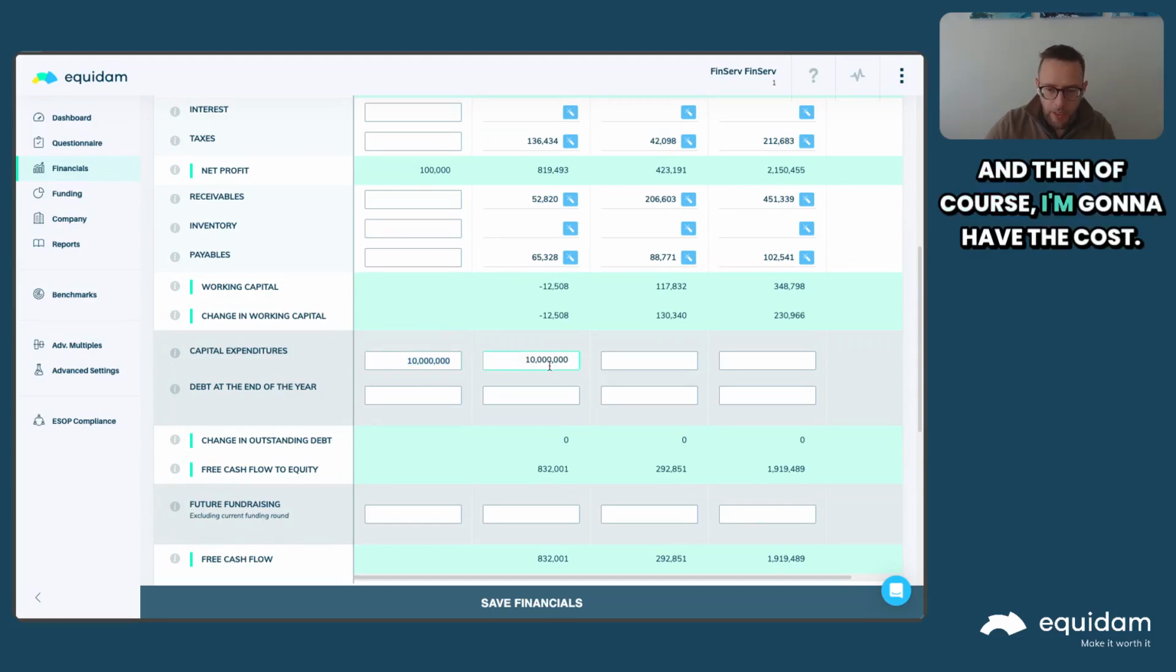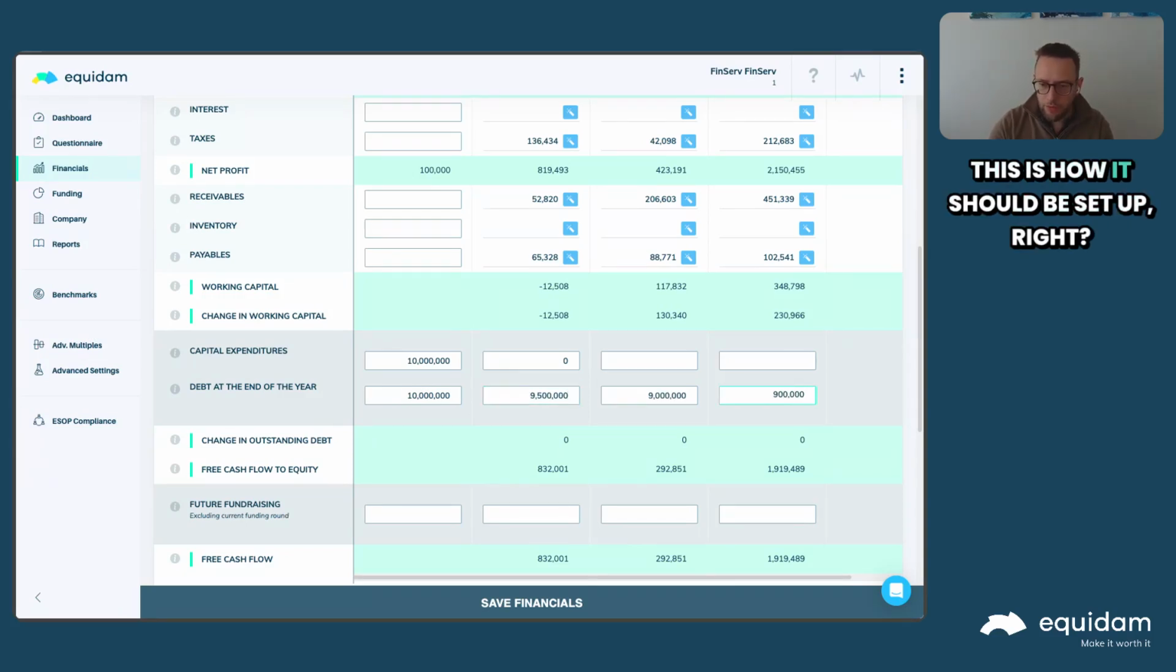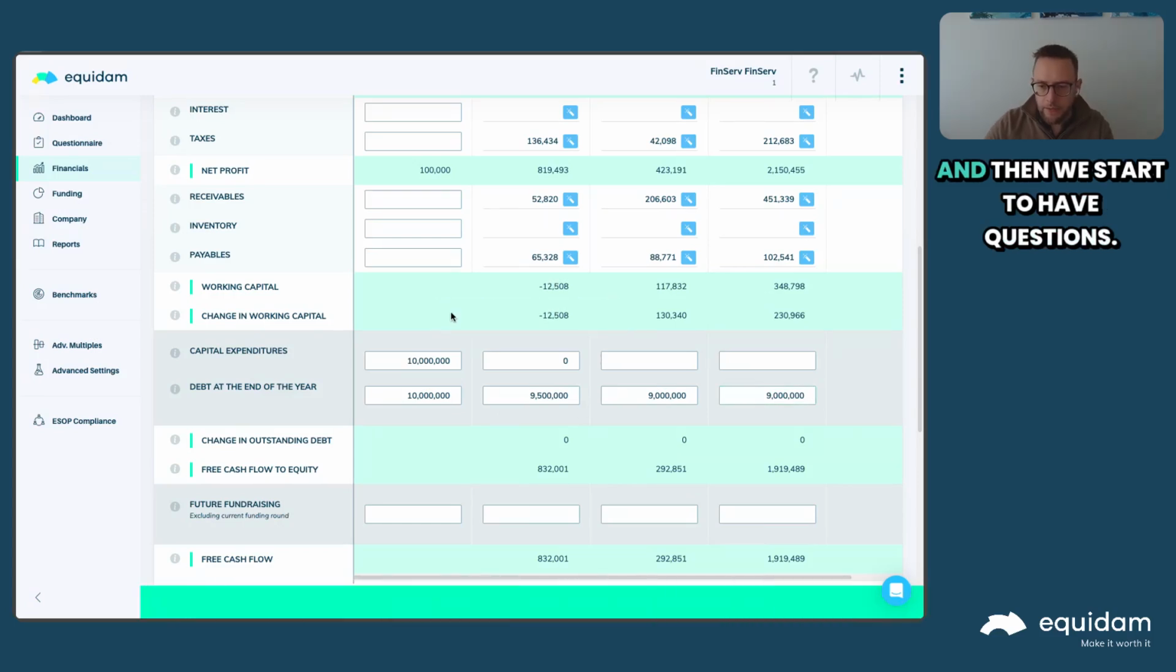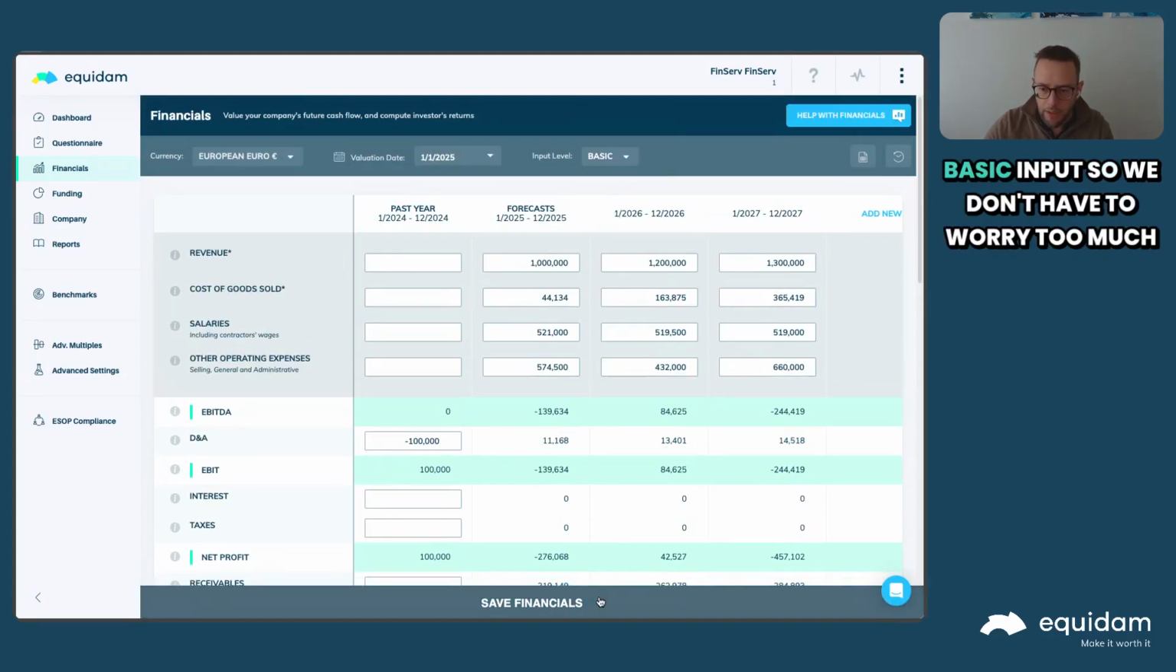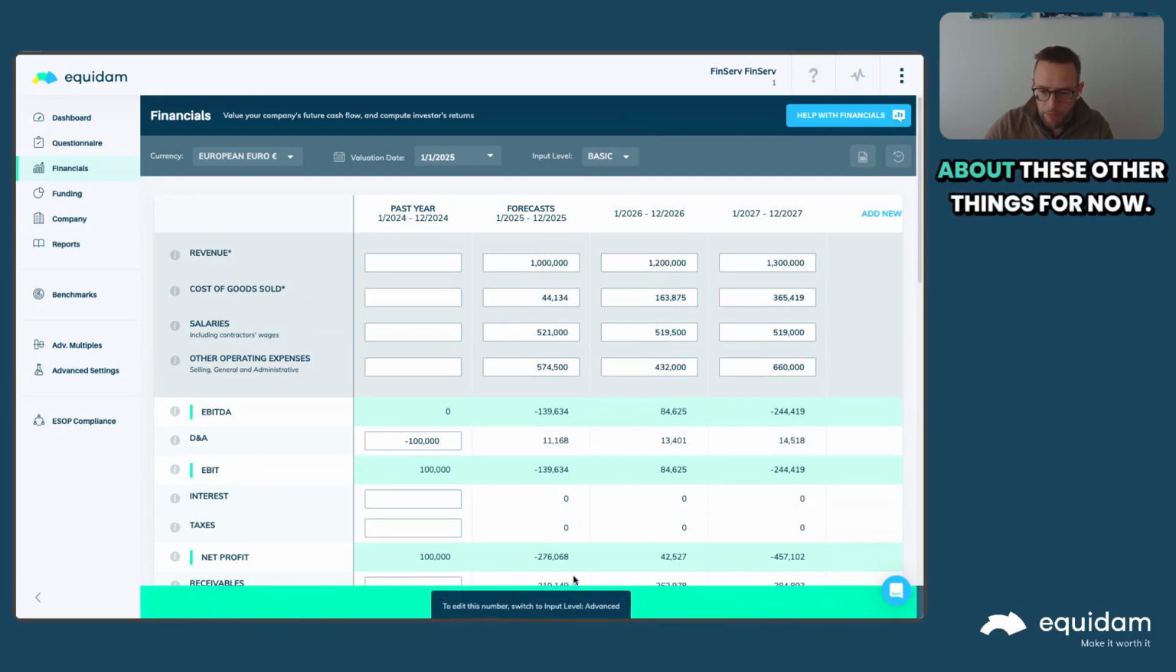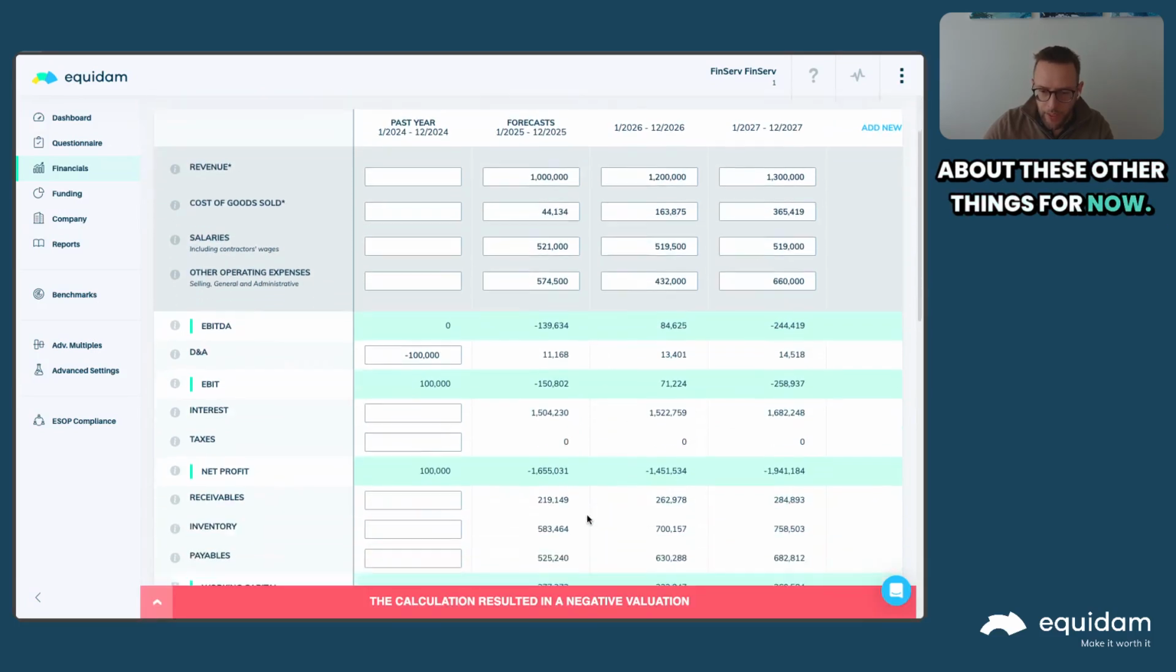And then, of course, I'm going to have the costs. So I'm going to have capital expenditures here. Let's say that I finance this with a loan, and then I pay back the loan at the rate of maybe $500,000 a year, so this is a 20-year loan. This is how it should be set up. Then we start to have questions. We can go to basic input, so we don't have to worry too much about these other things for now. And then it results in a negative valuation.